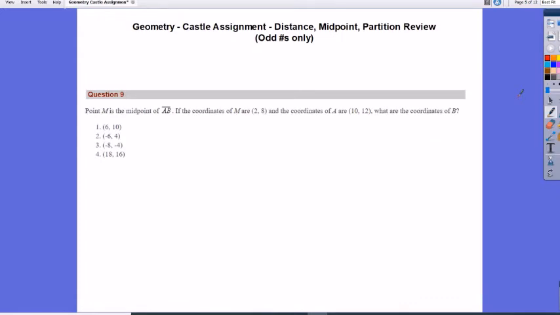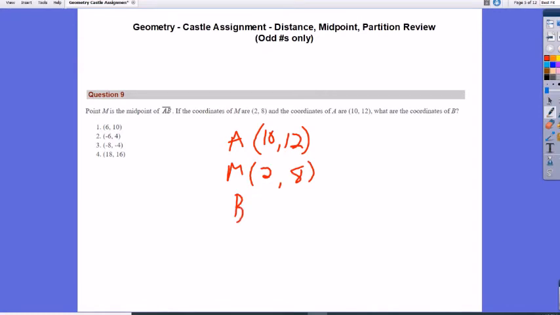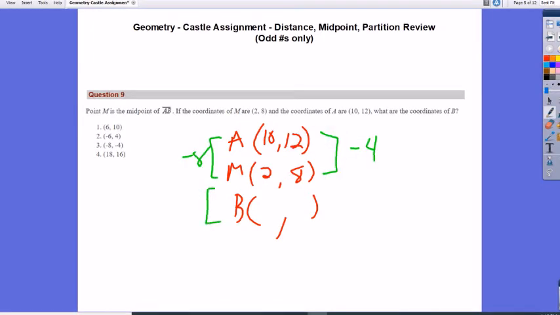If you find a different way or an easier way, maybe share that with people. This is number 9. M is the midpoint of AB. If the coordinates of M are 2, 8, and the coordinates of A are 10, 12, so we've got A. We're told the midpoint is 2, 8, and then the other endpoint we don't know. So for this one, we went down 8 and down 4. So we just repeat that again to get the other endpoint. So 2 minus 8, negative 6. 8 minus 4 is 4, so negative 6, 4.